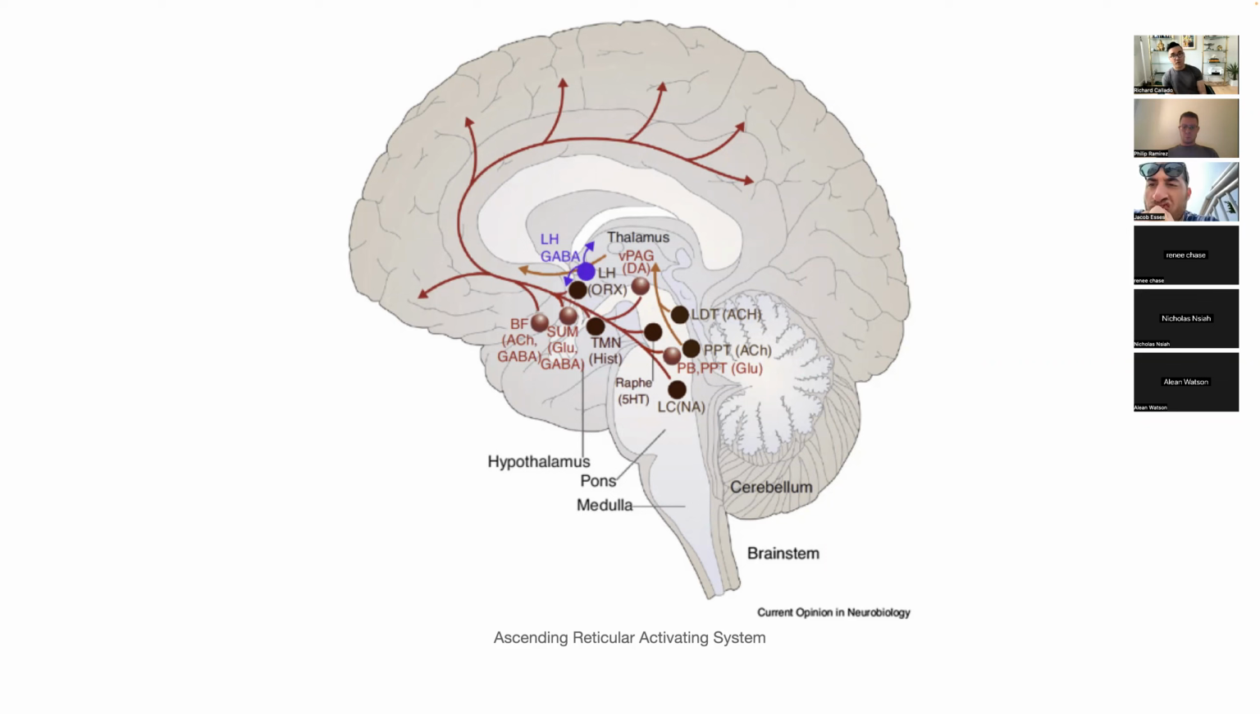TMN, what does that stand for? It's not Teenage Mutant Ninja Turtles. Tuberal mammillary nucleus. That's one of the main parts of our brain that actually creates histamine. When you give someone a histamine blocker, an antihistamine, you're blocking the receptors for the histamine secreted from the TMN, the tuberal mammillary nucleus.